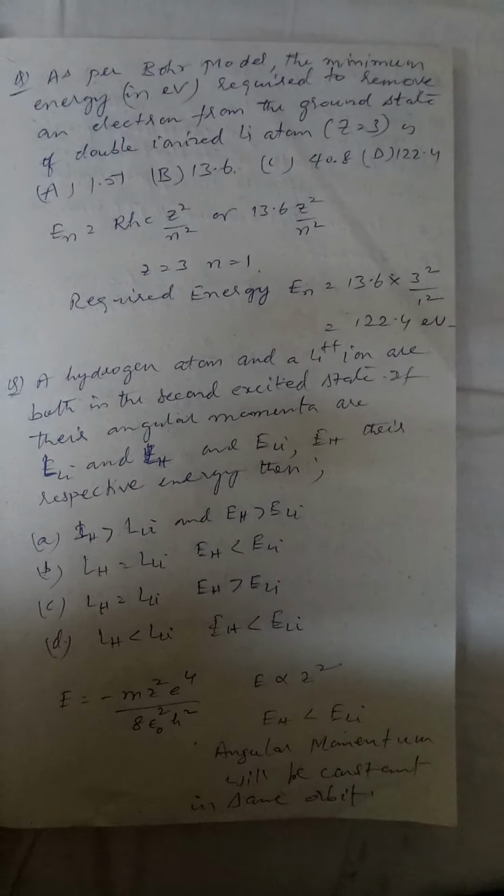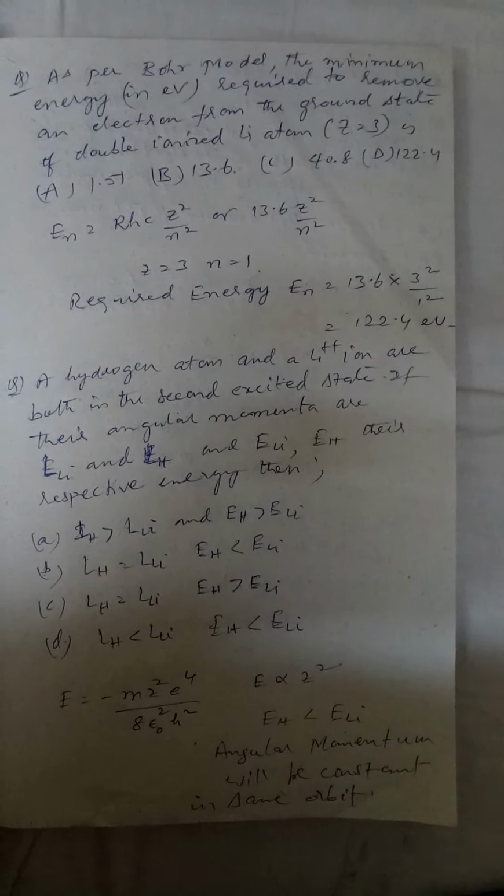When you multiply these three also, you get another constant value only, which is 13.6 in electron volts I am talking. Okay, now Z value here is 3 and ground state means N is equal to 1. So you put those values, you get 122.4 electron volts. So option D is the right answer. Let us move on to the next one.